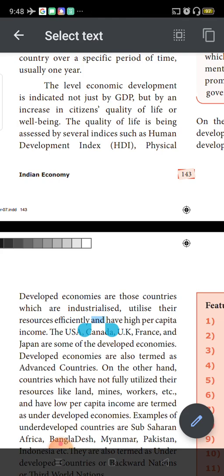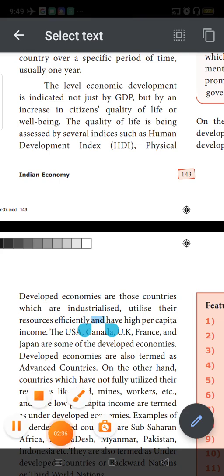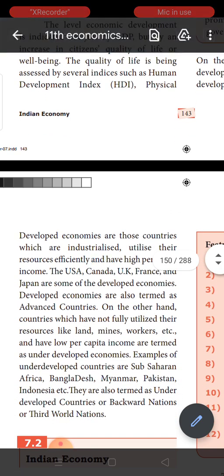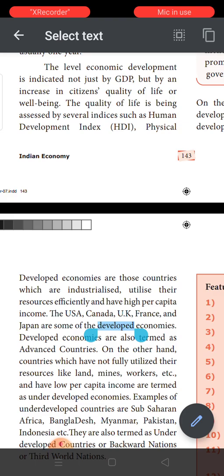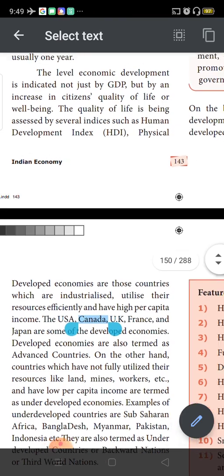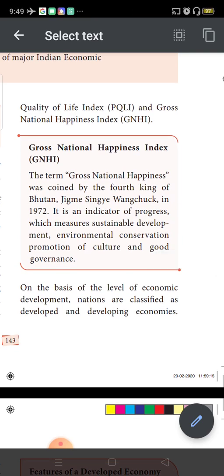See, the increase in the citizens' quality of life or their well-being is also taken as a measuring rod to see the growth and development of a country. How do we measure the quality of life or well-being of the people? We have certain indicators or indices to measure that, such as the Human Development Index, that is HDI, the Physical Quality of Life Index, and the Gross Happiness Index. There are three measuring rods to measure the well-being or the quality of life of people. In this lesson, we'll be learning about these three also.